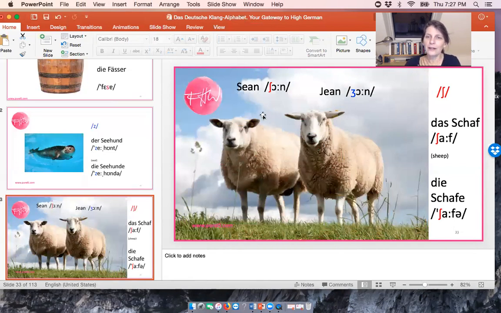Okay. Sean and John, two beige sheep, and zwei Schafe, zwei beige Schafe. Beige has that sound in English, but in German, it's stimmlos, sh as in Schaf. Das Schaf, die Schafe.